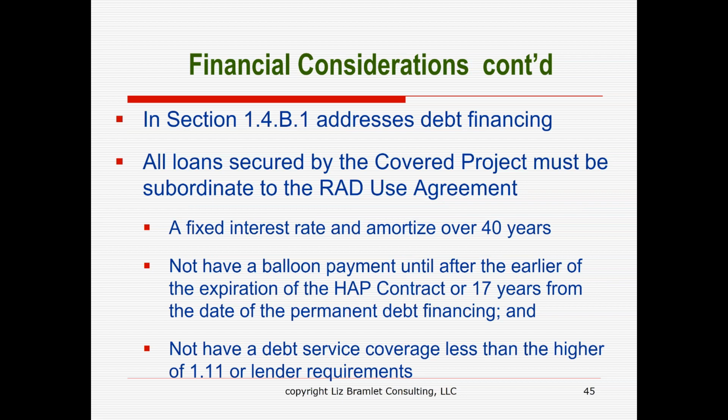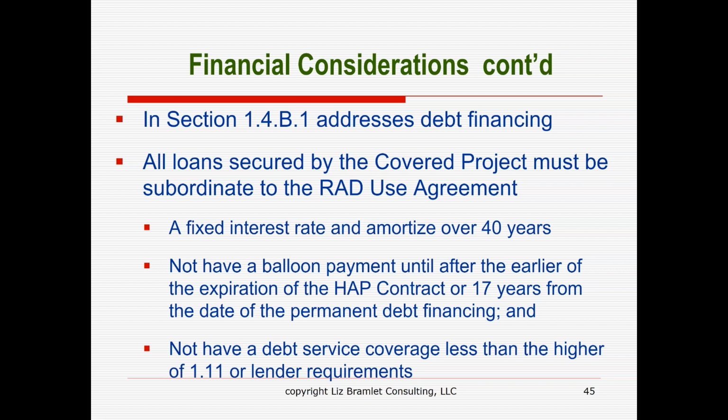Important to know, all loans secured by the covered project must be subordinate to the RAD use agreement. So when your different agreements are recorded in the public record, the RAD use agreement has to be in first place, and every other document that records a loan through the HOME program or tax-exempt bonds, or if you get an FHA insured mortgage or any of those mortgages you may have as part of your new project, all of those agreements have to be subordinate to the RAD use agreement.